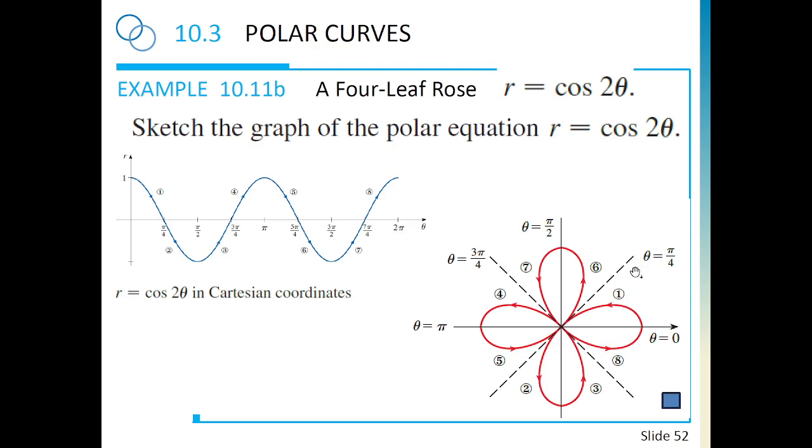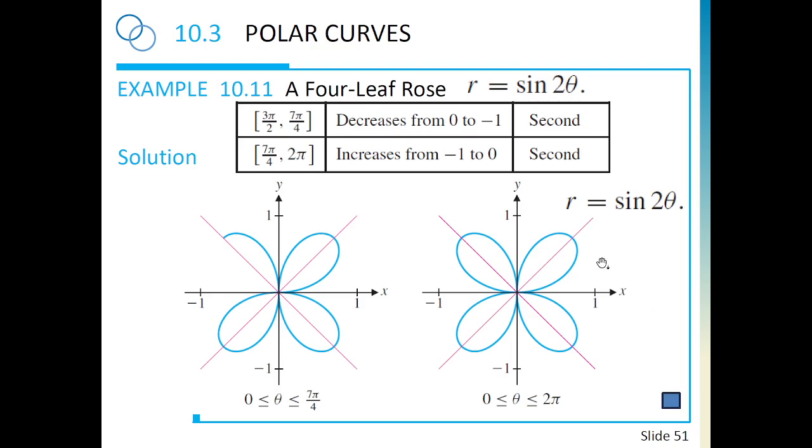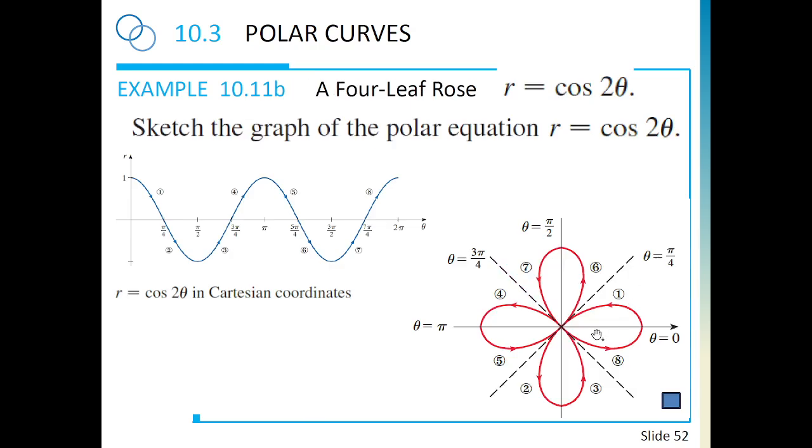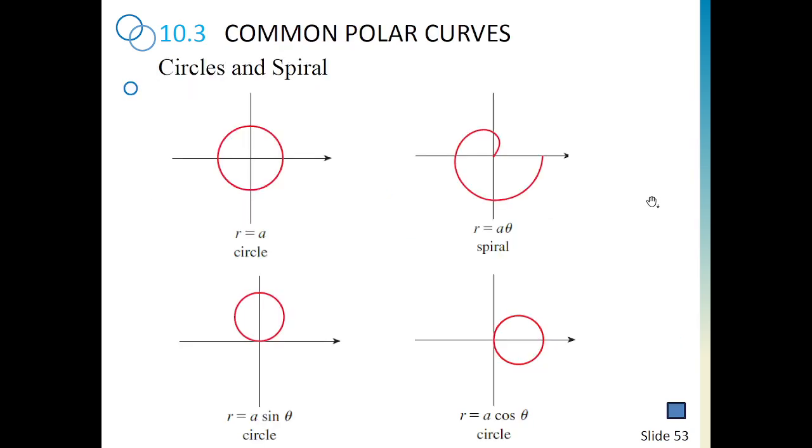And you see the difference. Cosine, we are aligned with x-axis. Sine, we had our turn at 45 degrees. So again, it is a rose with 4 leaves, 2 theta, right? So for now we have seen some of the common things. So the circle, r equal to a number.